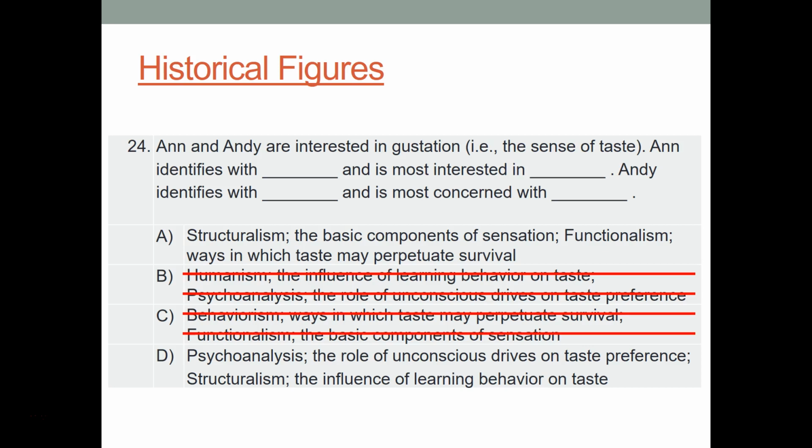Our last option, Anne identifies with psychoanalysis and is most interested in the role of unconscious drives on taste preference. Psychoanalysis matches up with unconscious, so that seems like it could be reasonable. Andy identifies with structuralism and is most concerned with the influence of learning behavior on taste. Remember that behaviorists were interested in learning behavior, not structuralists. That one's not good, and so we're back with our final answer, A, that sounded good in the first place, but important to go through and look at all of these items.